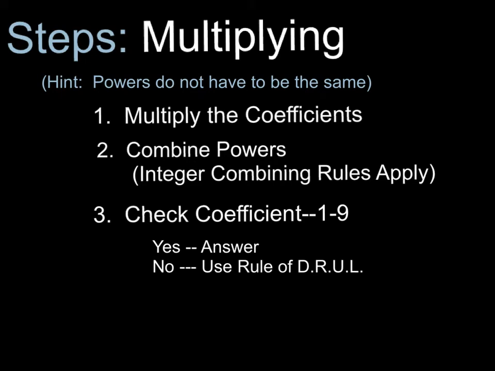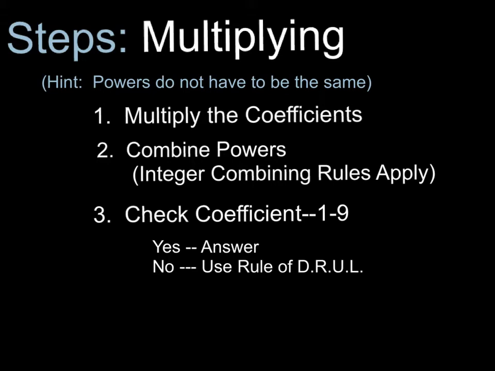So if we go through the steps, again, multiplying for this first part, one of the hints that I can give you is the powers do not have to be the same. With adding and subtracting, we had to have them the same. Multiplying, we do not. So our first step is we're going to multiply the coefficients.